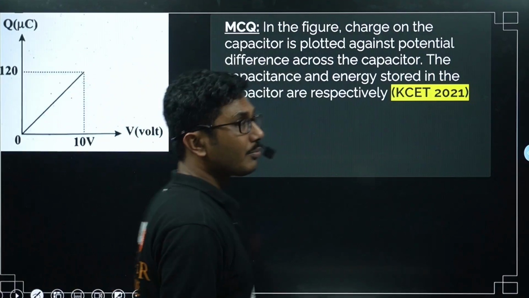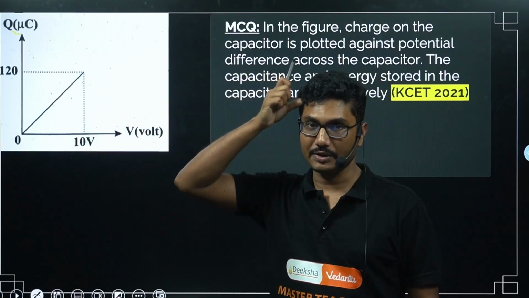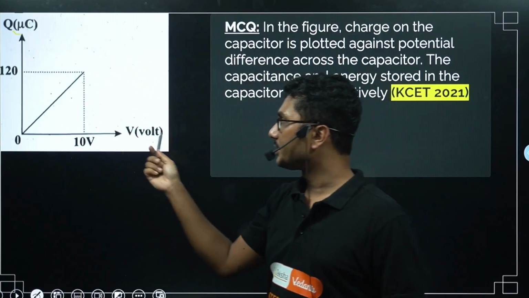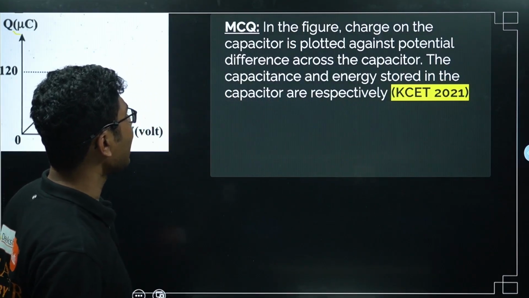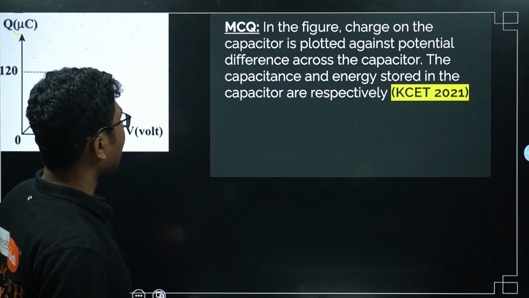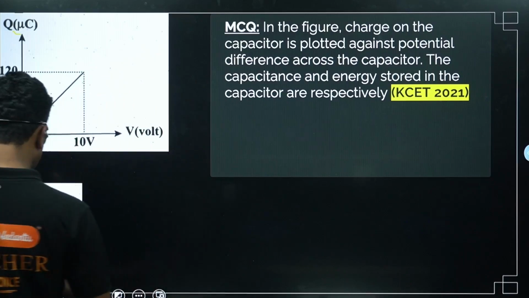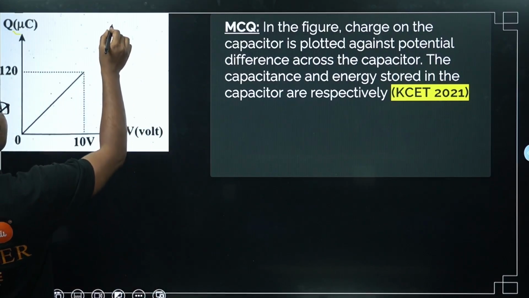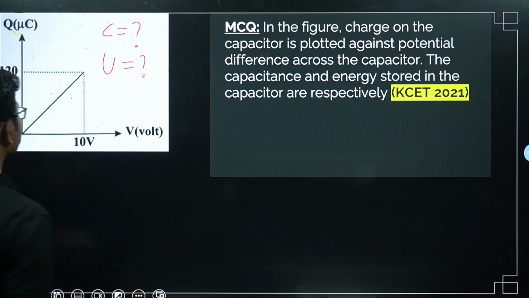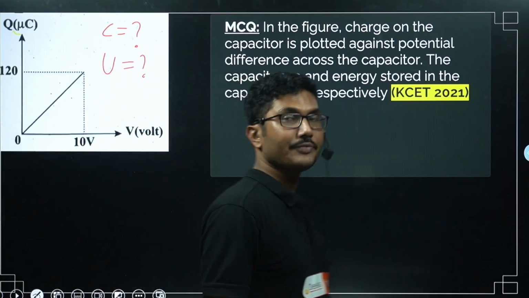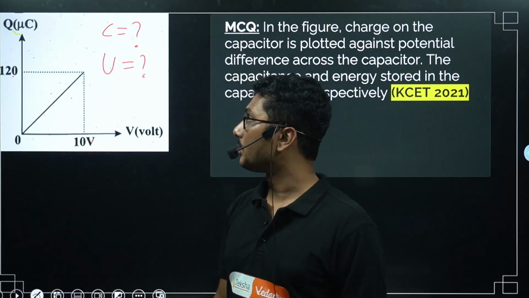So, the problem is that charge stored versus voltage is given, and what they have asked is the energy stored in the capacitor and the capacitance of the capacitor. So, both things you have to calculate: the capacitance, and the energy stored in the capacitor. Now, what information is given? At 10 volt the charge stored is 120 microcoulomb.